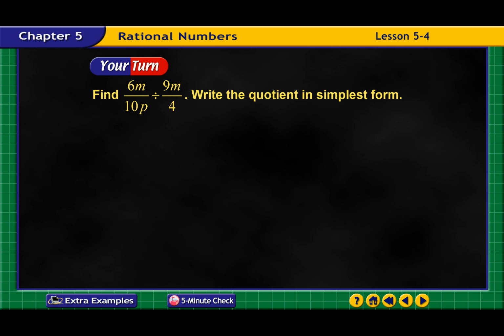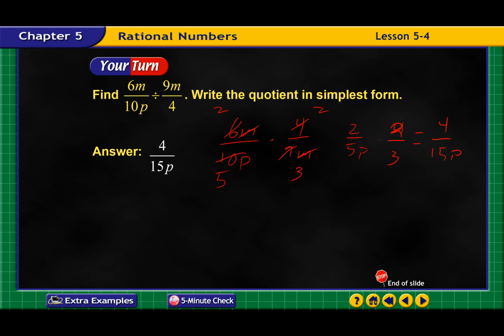Pause this one, give it a quick try. Right, so first we're going to flip it. So I'm going to go 6m and 10p times, I'm going to flip this one here, so 4 over 9m. All right, so the opposite here, m's can cancel. I can reduce 3 and 9 to 2 over 3. I can reduce this one into 5 and 2, just dividing by 2, dividing by 3. So let's rewrite this out. So I have 2 over 5p times 2 over 3. So that's going to be 4 over 15p. Yep.